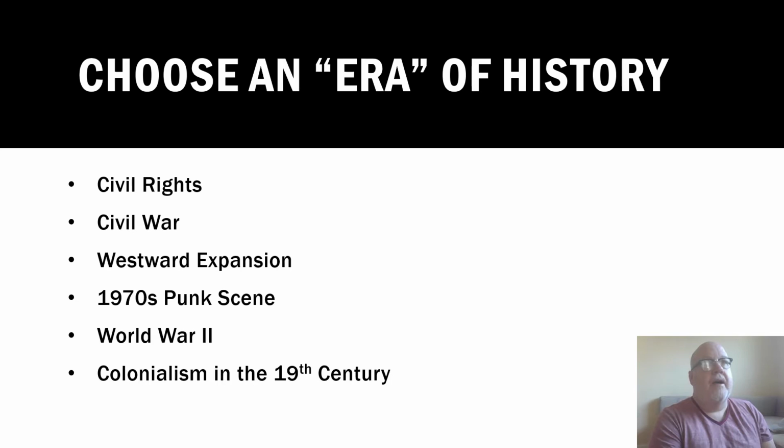So thinking of an area of history, you can also think of an era of history. Area and era sound the same, but they're different. An era is a fixed sort of time period. Let's take a look at my list, and it makes more sense when we look at it. So we've got civil rights, Civil War, westward expansion, 1970s punk scene, World War II, colonialism in the 19th century. All of these are eras in history, time periods that sort of have a starting point and a finishing point.